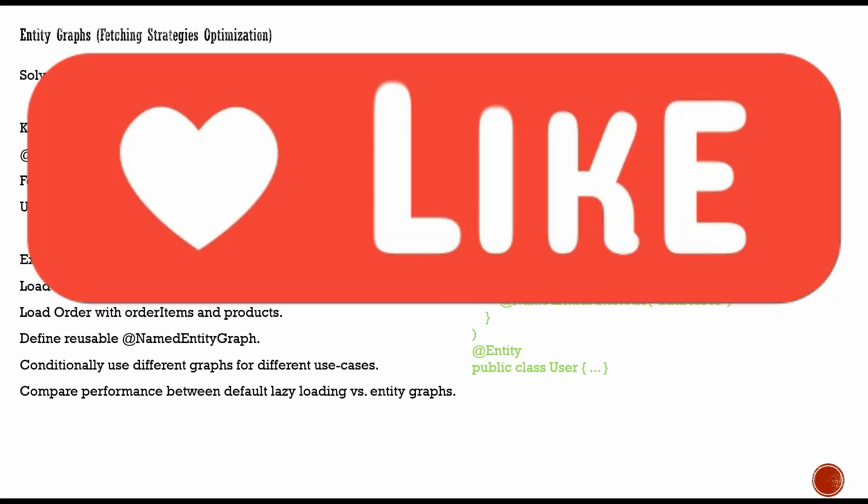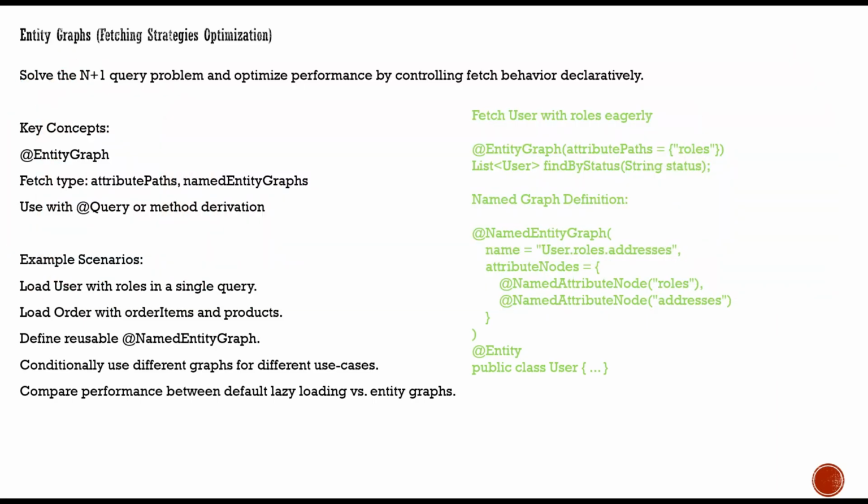The second thing is entity graphs. Now this is one of the optimized fetching strategies. You must have heard of the N+1 problem, and how you can optimize by controlling the fetch behavior. So we have the @EntityGraph annotation, like there is also a fetch type, attributePaths, and named entity graph. You can use it with @Query or method derivation. Now let's say you wanted to load a user with its roles in a single query. That is one of the scenarios. You want to load an order with order items and all the products also. You want to define some reusable @NamedEntityGraph. Now conditionally you can use different graphs for different use cases.